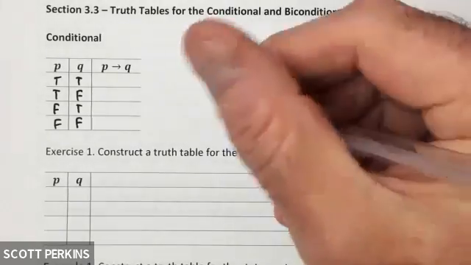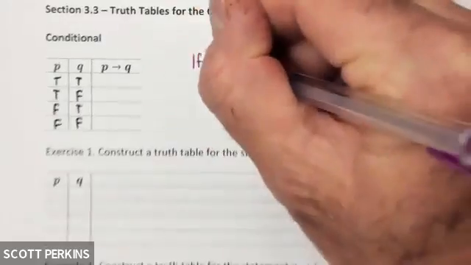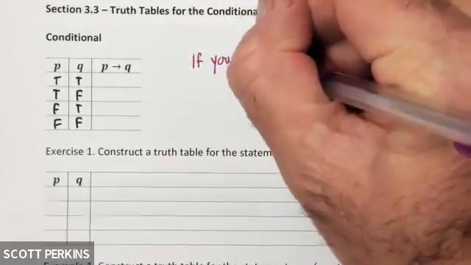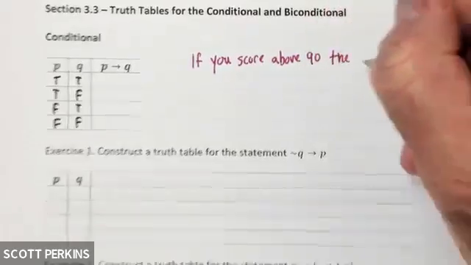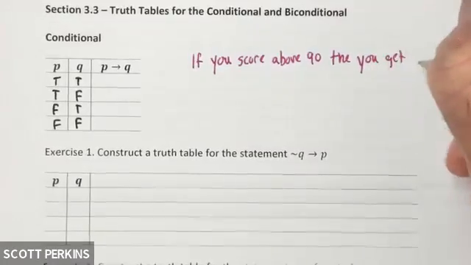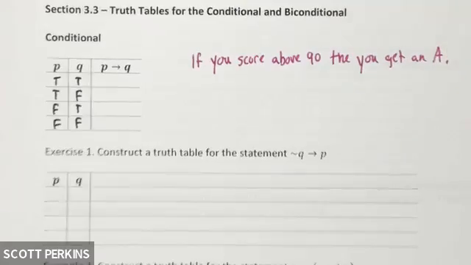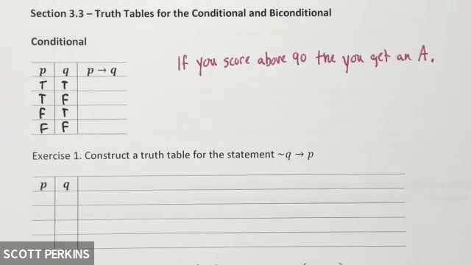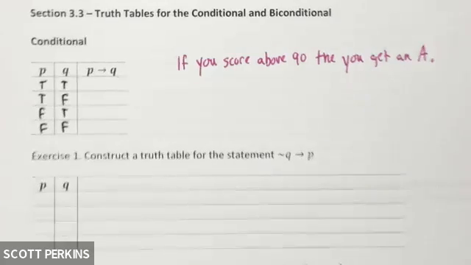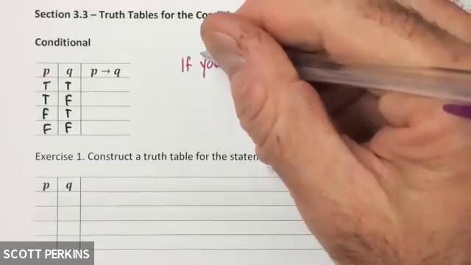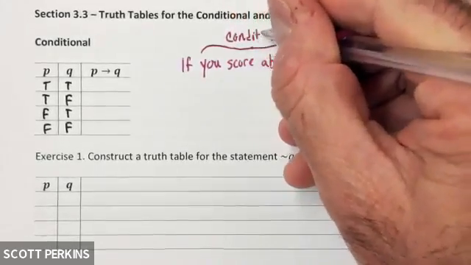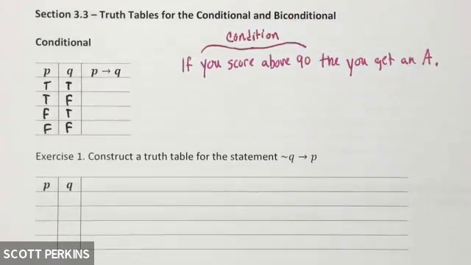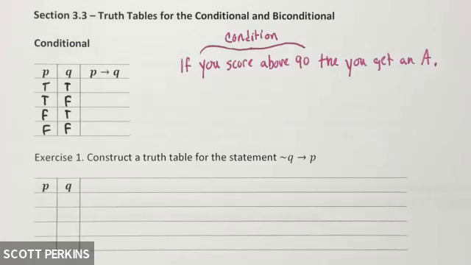So, for instance, something that seems apropos, I'm going to say if you score above 90, then you get an A. Okay, that seems reasonable. That's kind of, I think, what you're assuming as you're taking this class. And remember, I told you that the parts of the conditional statement, this first part, the first statement, is called the condition. What the condition does is it tells you under what situation this statement has application. Okay, so this statement has application to anybody who scores above 90.